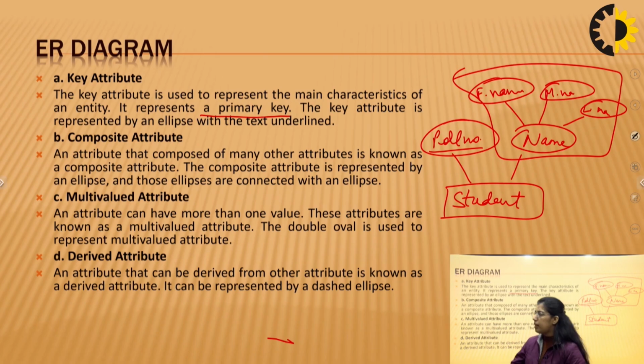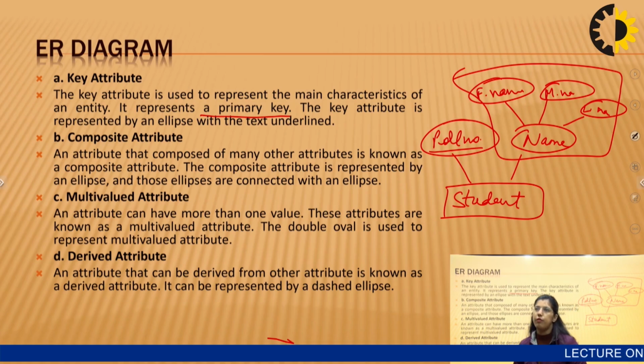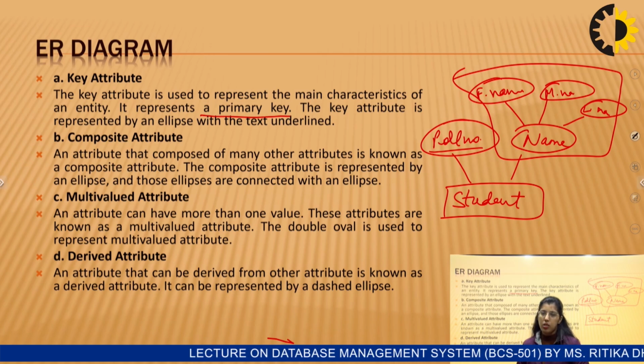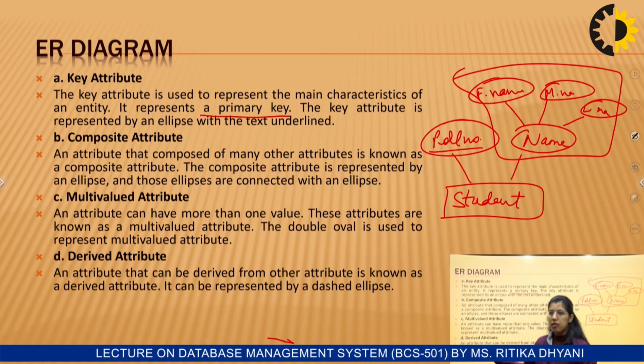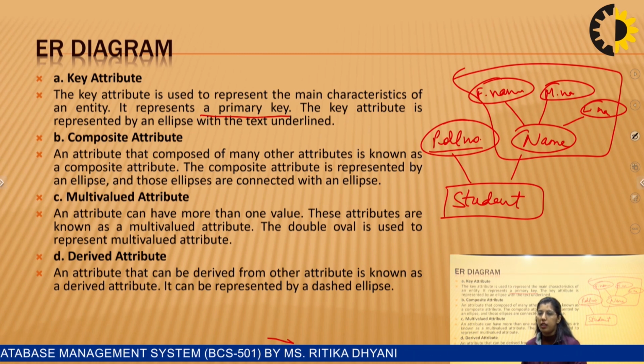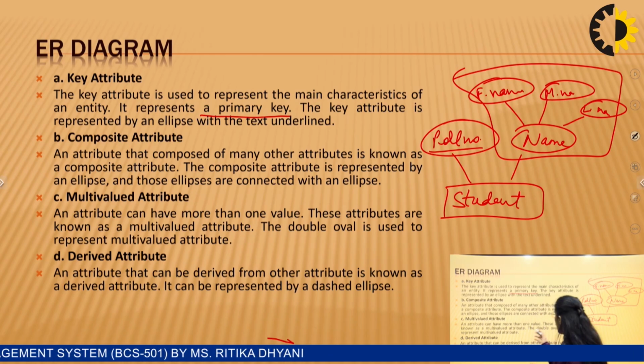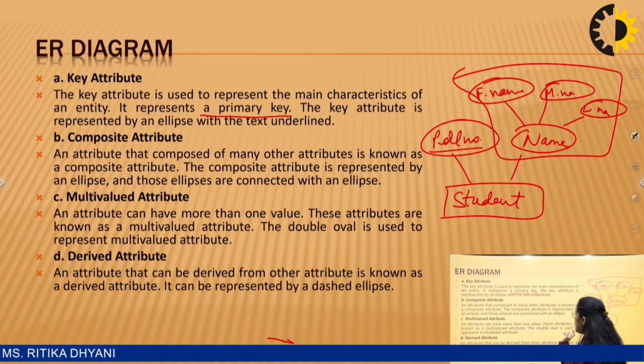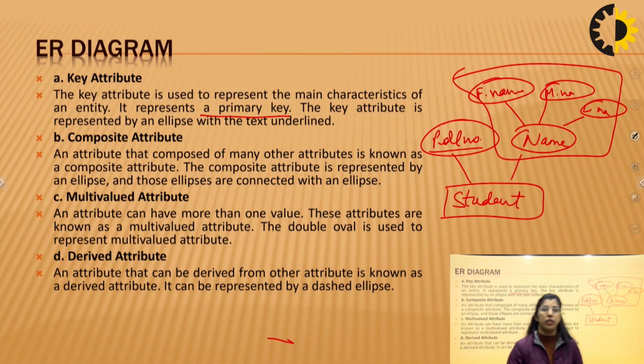Next one is multi-valued attribute. An attribute can have more than one value. For example, if we have a database of a student, there is a high chance or probability of a particular student to have multiple hobbies. So that can be considered as a multi-valued attribute, because a student can like to play cricket and like to sing also. These attributes are known as multi-valued attributes. The double oval is used to represent a multi-valued attribute.